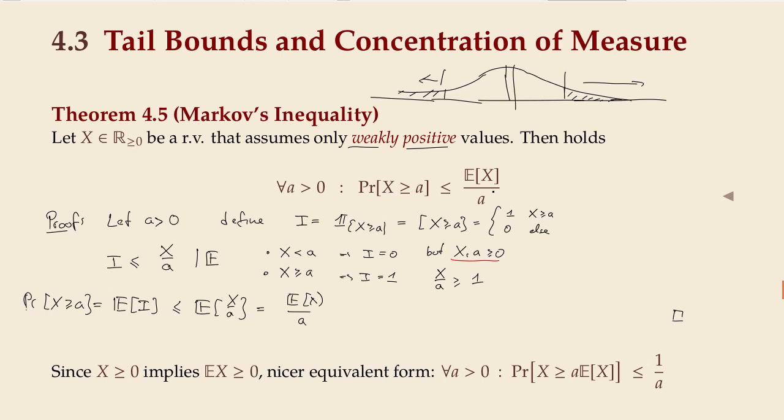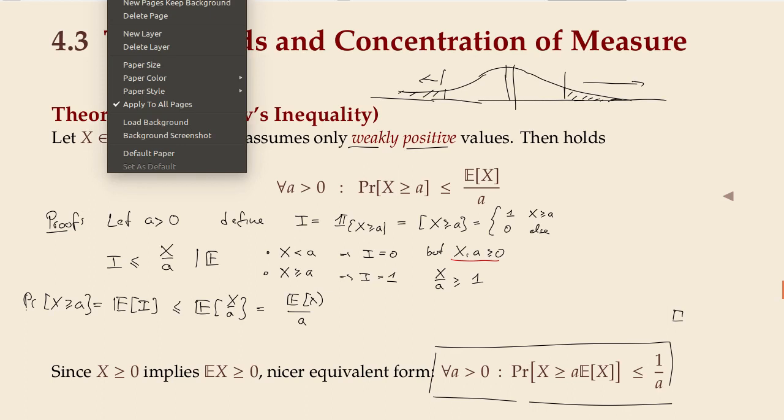I'd like to mention that this is the form where the proof is most streamlined, but we will actually find this form a bit nicer to use, and it's exactly equivalent. X is greater than some multiple a times its expected value with a probability of at most 1 over a. This is the one that you should keep in mind, whereas the one above is to make the proof work.